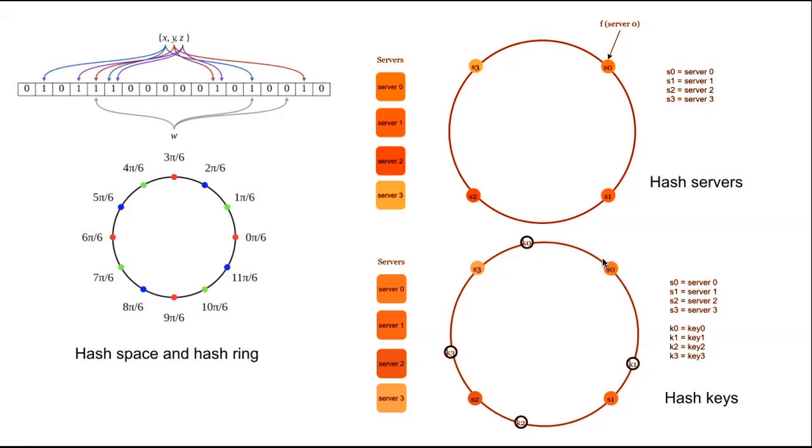So you see we have now also placed these cache keys on our hash ring. K0 is lying between s3 and s0, then k1 is lying between s0 and s1 on the ring, k2 is lying between s1 and s2, and k3 is lying between s2 and s3. So we have four servers from S0 to S3 and four keys from K0 to K3.